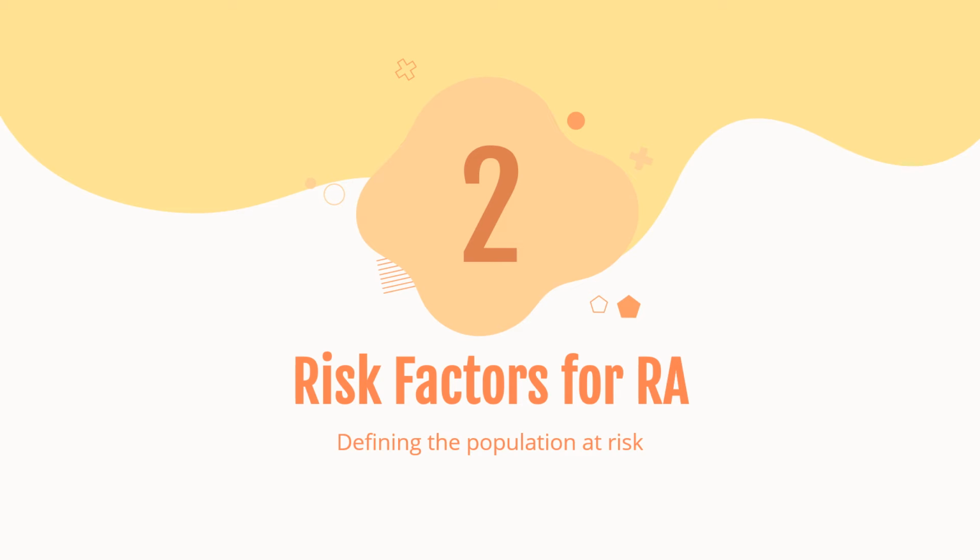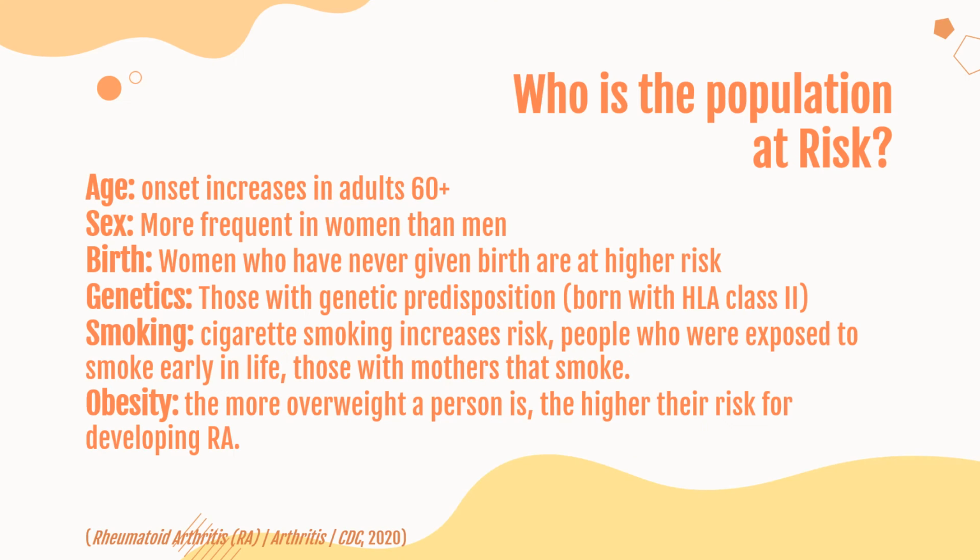Risk factors for rheumatoid arthritis and defining the population at risk. Who is the population at risk? There is no one cause of rheumatoid arthritis known at this time, but there are certain risk factors that put you at higher risk for rheumatoid arthritis. Those risk factors include age, as onset increases in adults over the age of 60. Rheumatoid arthritis is also found more frequently in women than in men.